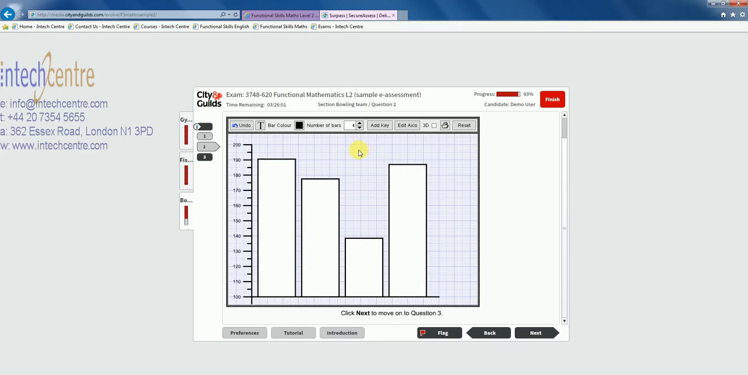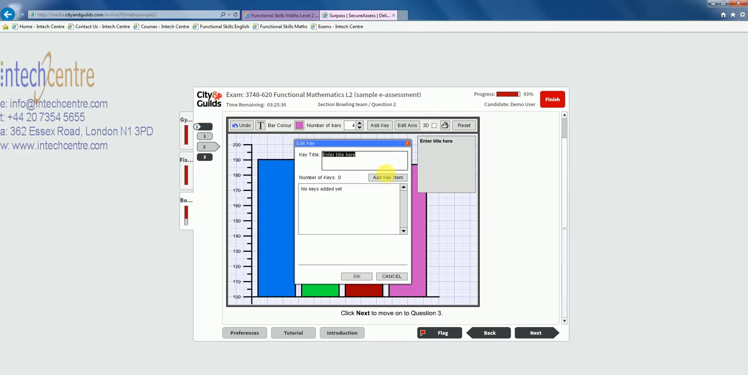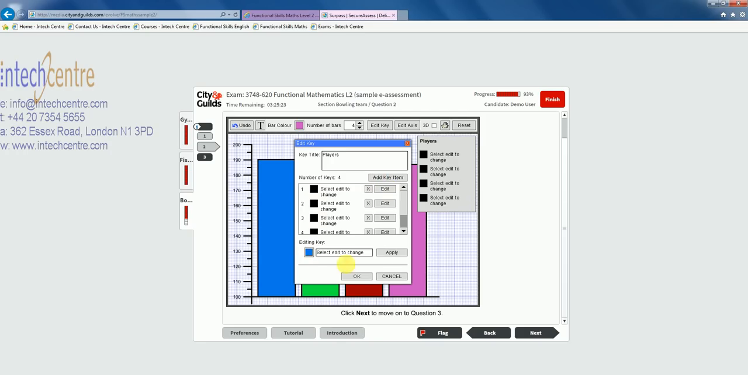So now I can add a key. I'm first going to colour my bars. Let's make sure I don't move them. You could also just add text boxes if you like. Oh, that is that same colour, that doesn't work. So I'm going to colour my bars. I could use just text boxes to explain which one's each player, but I'm going to add the key. So I press add key, I enter the key title, so players. Okay, so I go to add key item. I'm going to have 4 keys. So I'm going to change each of the colours. That's the blue one. So this is Jack.